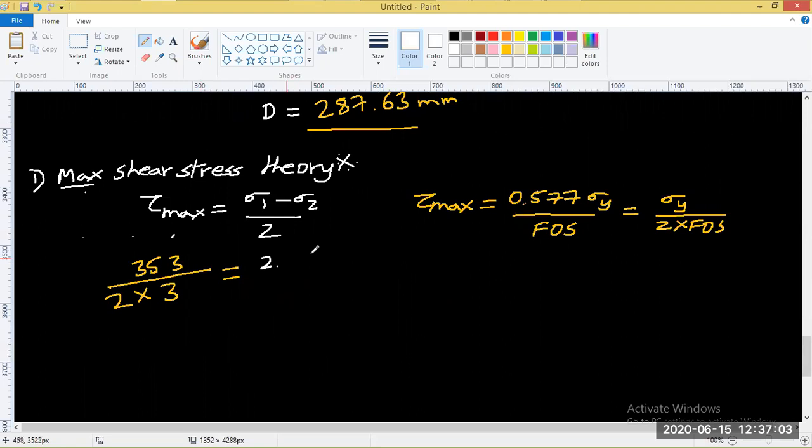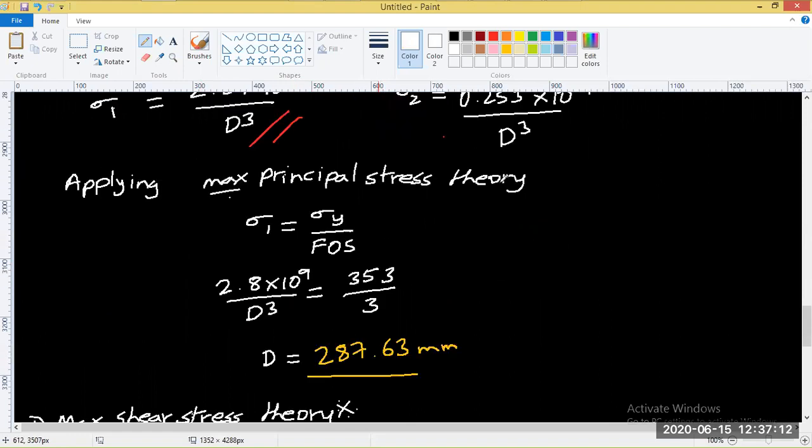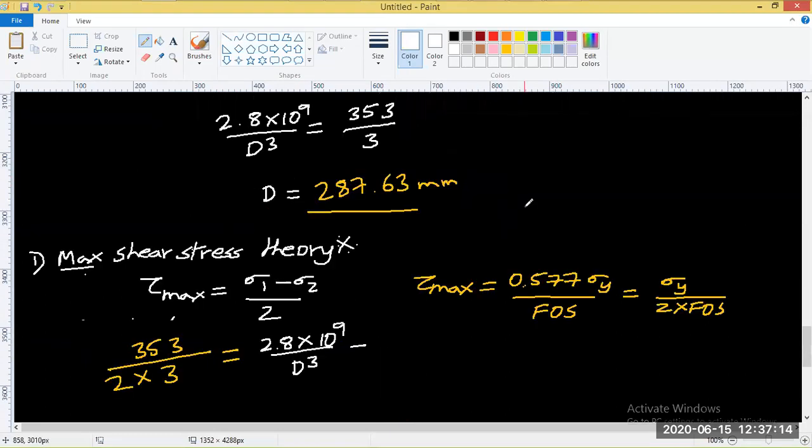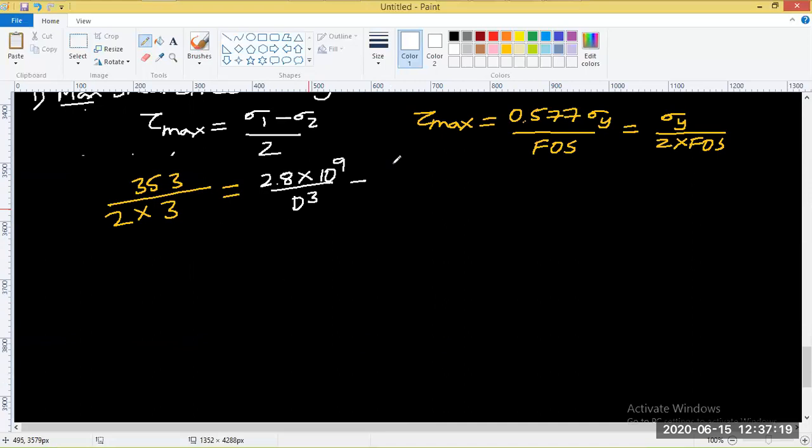2.8 into 10 power 9 by d cube minus sigma 2, which was 0.255, same thing. So this is 0.255 into 10 power 9 divided by d cube, again this whole thing divided by 2. You could have done just half of this whole thing, 1 by 2.